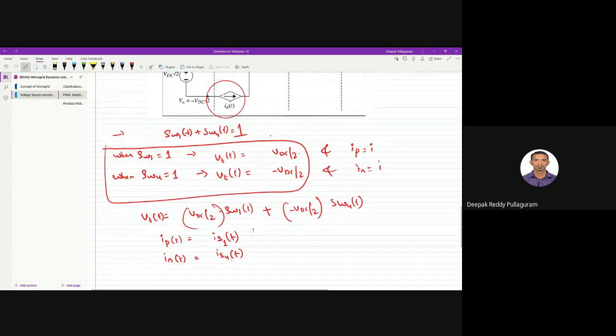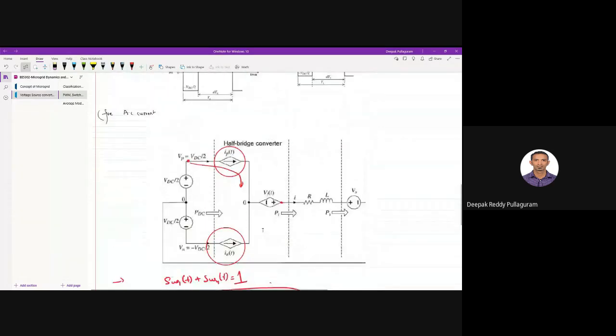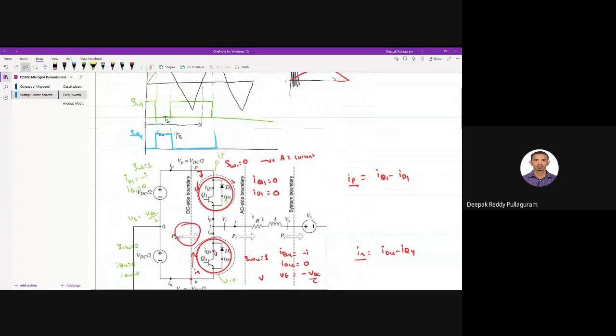Equivalent current that is flowing from switch 1 and switch 4. Okay. Now we have VT, IP and IN values. How do I write the DC power, the power at this point, PDC? Can I write PDC is equal to VP into IP plus VN into IN? Can I write like that? The PDC power.